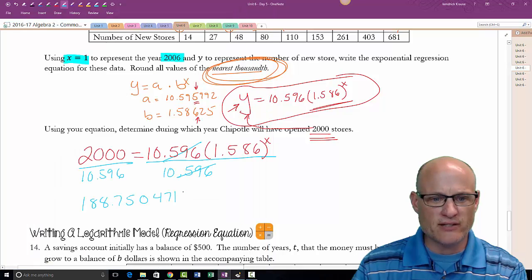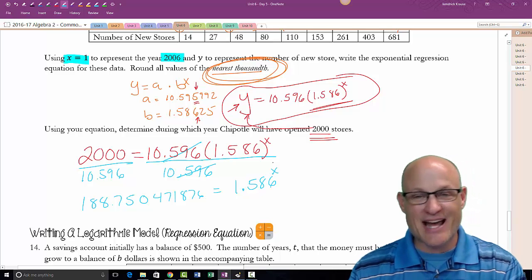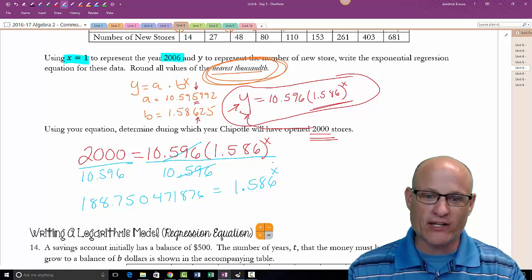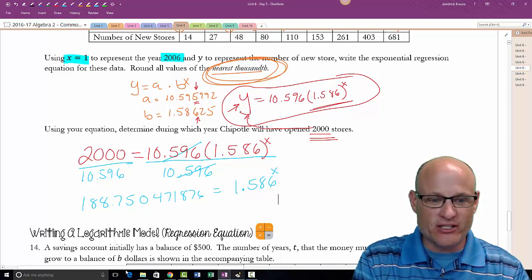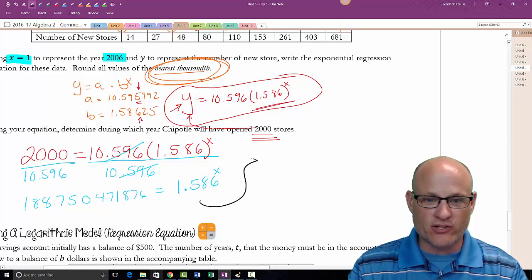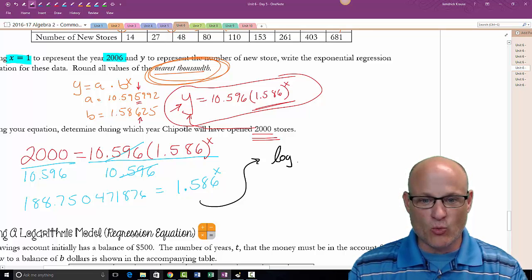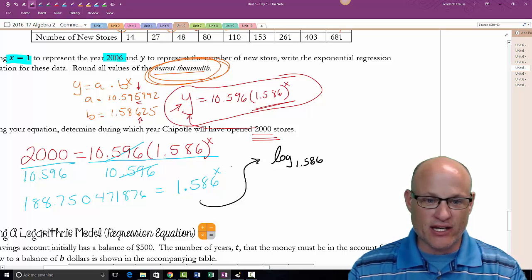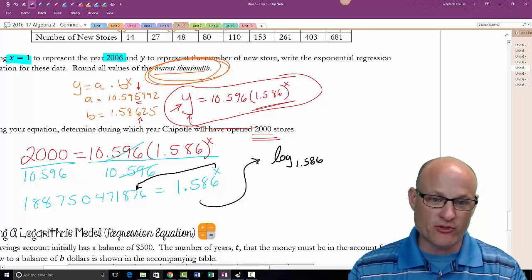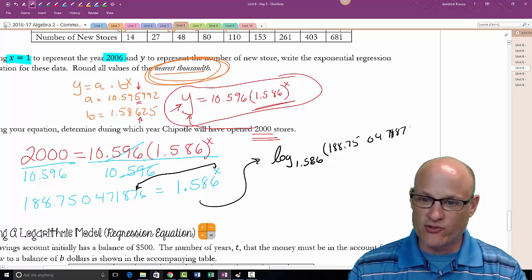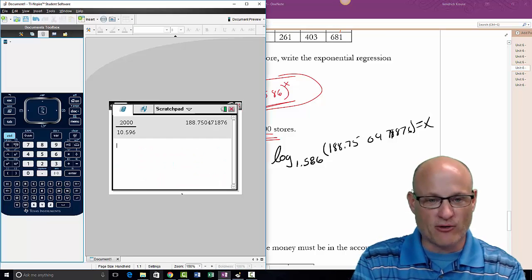188.750471876 equals 1.586 to the x. Now, how do I solve an exponential equation? The only way to solve an exponential equation is to turn it into a logarithmic equation. So what I got to do with this is turn it into a log equation. And it's all about that base. So log base 1.586, and now the x and that weird thing switch sides. So log base 1.586 of 188.750471876 equals x.